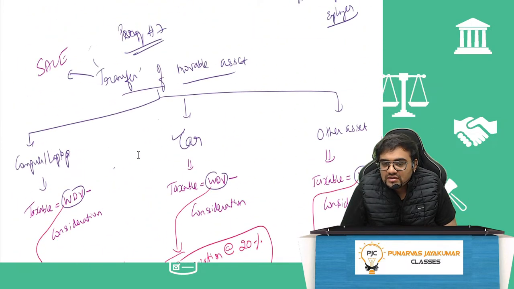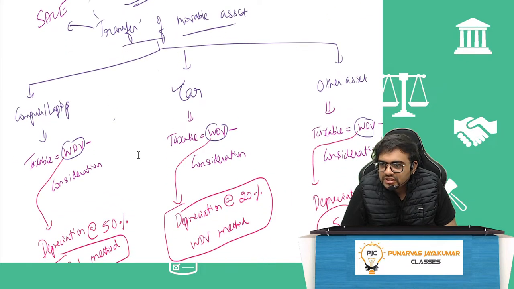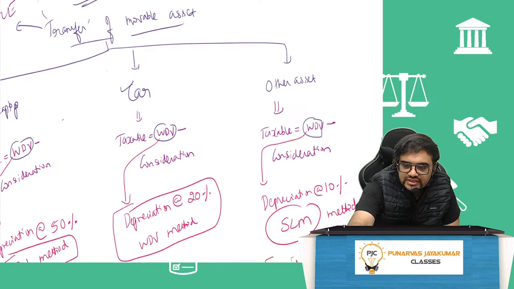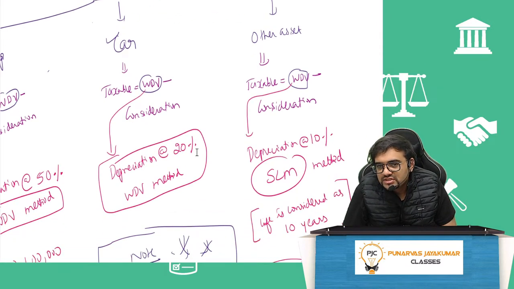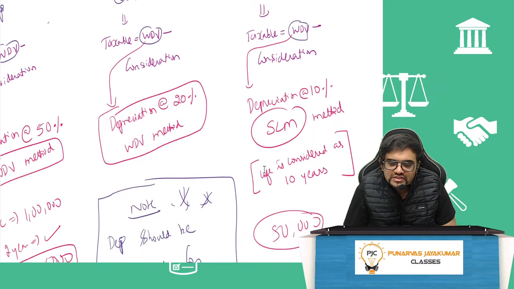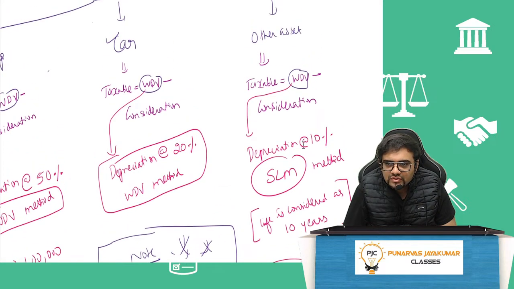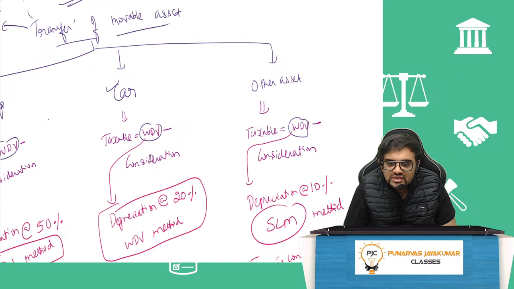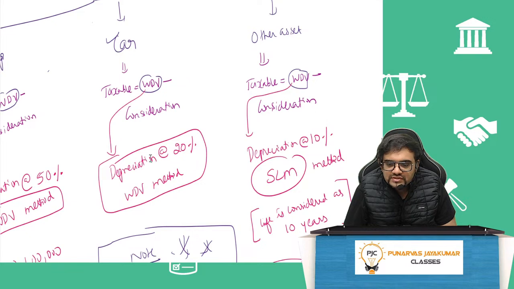If it is a car, I am selling the car to you after usage, WDV minus consideration, depreciation at 20% WDV method. Other asset, WDV minus consideration, depreciation at 10% SLM method. And mind you, life is considered as 10 years directly, no change. For other assets, furniture and all those things, SLM, that's why 10%, that's why life is considered as 10 years.